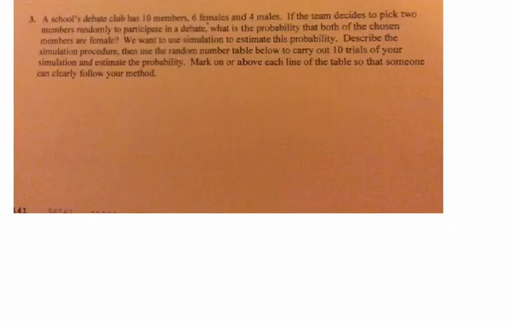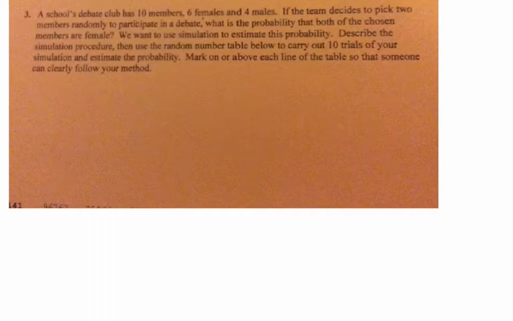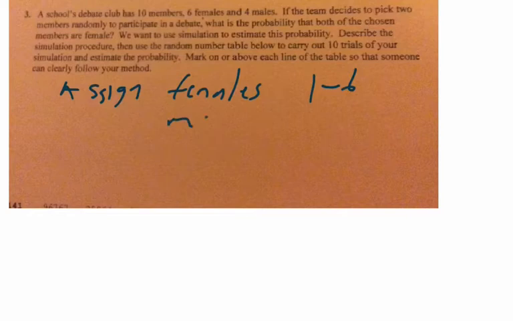Alright, quiz. School's Debate Club has 10 members, 6 females, 4 males. The team decides to pick 2 members randomly. Describe the simulation procedure. Mark on above the line, below the line, and call your method. So, in this problem, we are going to assign the females 1 through 6. And we're going to assign the males to be 7 through 10, but on our random number generator that we have below, we're going to make 10 equal to 0 just so that we can use one digit. So 7 through 10 really is 7, 8, 9, and 0.